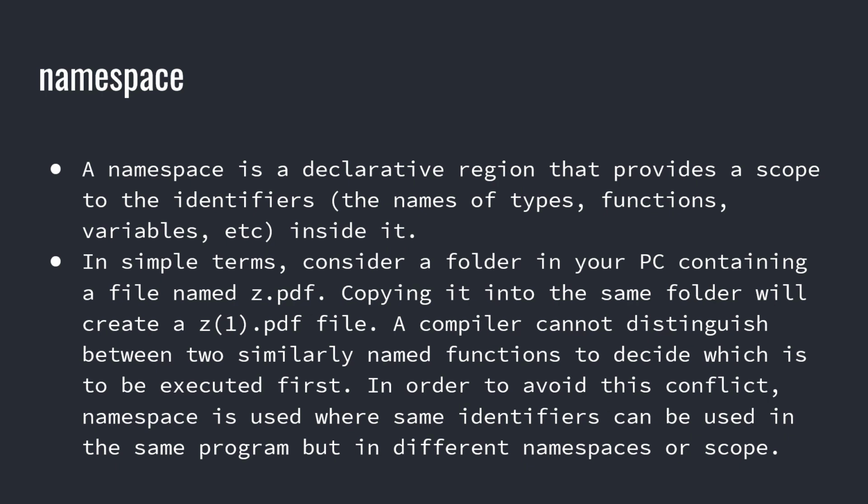A compiler cannot distinguish between two similarly named functions to decide which is to be executed first. In order to avoid this conflict, namespace is used, where the same identifiers can be used in the same program but in different namespaces or scopes.